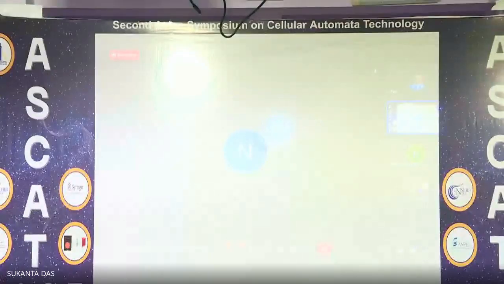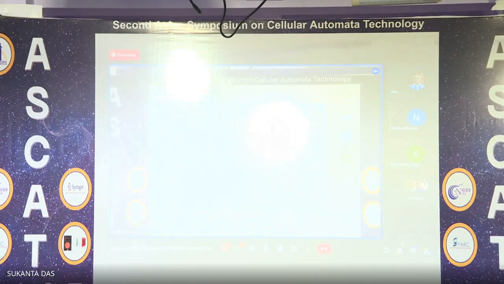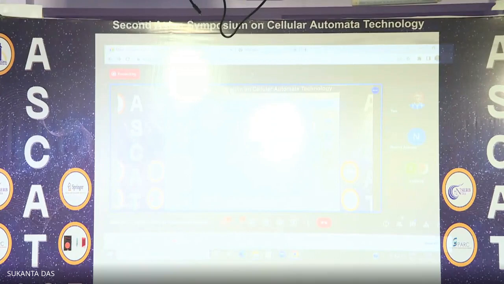Next presentation, Scalable Circuit Design Scheme for Parallel Computing on an Asynchronous Cellular Automaton, by Wenli Xu and Jia Lee.